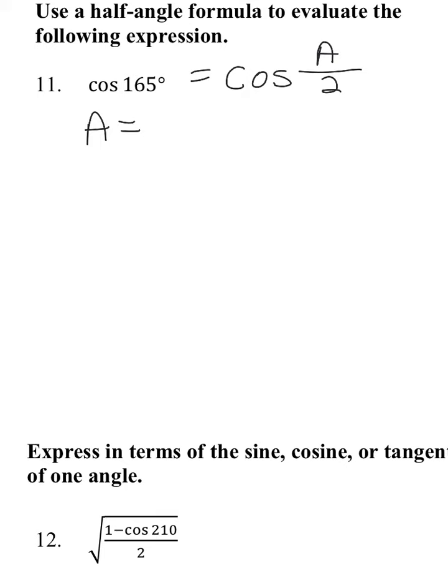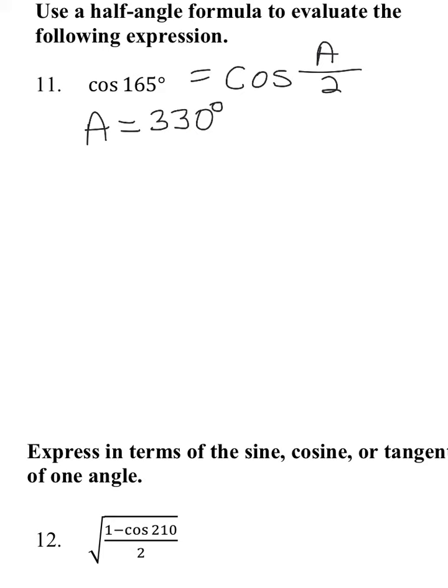Well, if I double 165, I get 330 degrees. So I know my angle is going to be 330 degrees. That's the angle I'm going to use in my formula. So I go to my formula chart and I see that the cosine formula is 1 plus the cosine of the angle, divided by 2, plus or minus the square root.